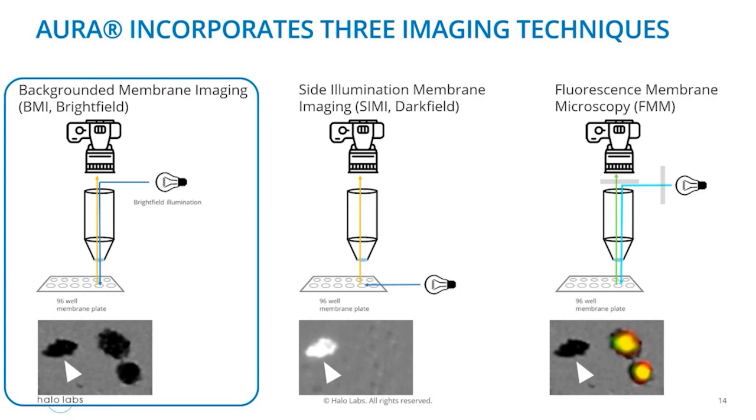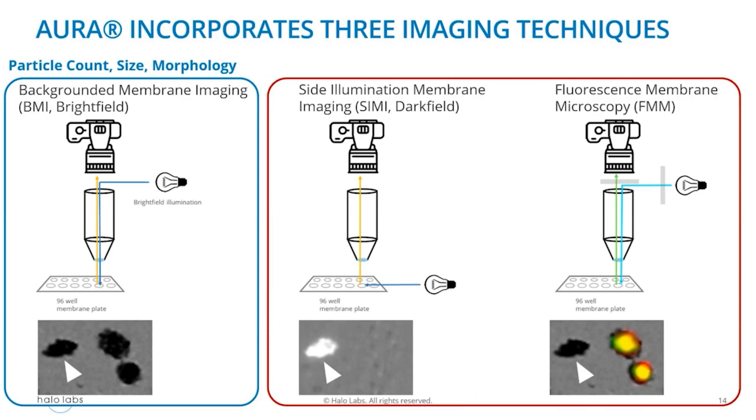BMI uses standard bright field illumination to capture all of the particles that were loaded onto the membrane. BMI is great for particle count, size, and morphology. However, if you are looking to further ID the particles that are in your sample, for that we have 2 extra imaging techniques: side illumination membrane imaging, SIMI, and fluorescence membrane microscopy, FMM.